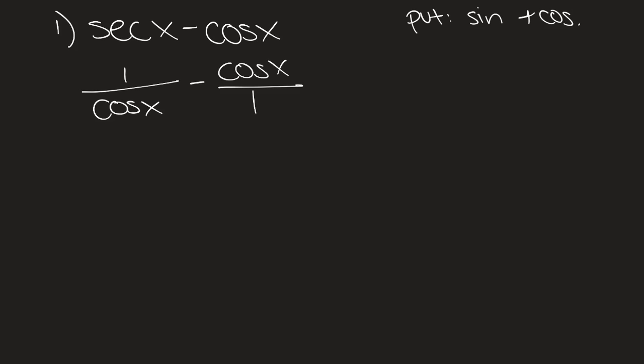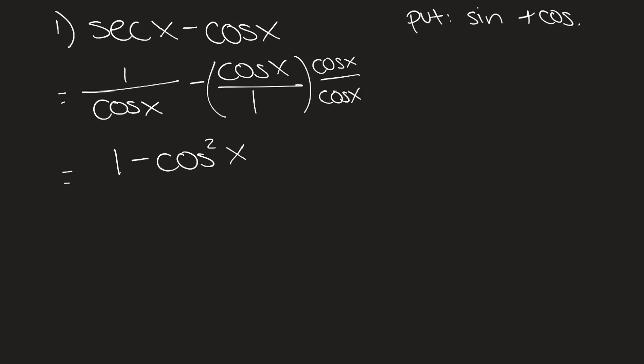In order to subtract fractions, we need a common denominator. So I'm going to go ahead and multiply this by cosine x over cosine x. In this next step, I see that I have 1 minus cosine squared x, or cosine x squared, they can be read both ways, over cosine x. Now, if you take a peek back into your identities, 1 minus cosine squared turns into sine squared, and we're working with x.